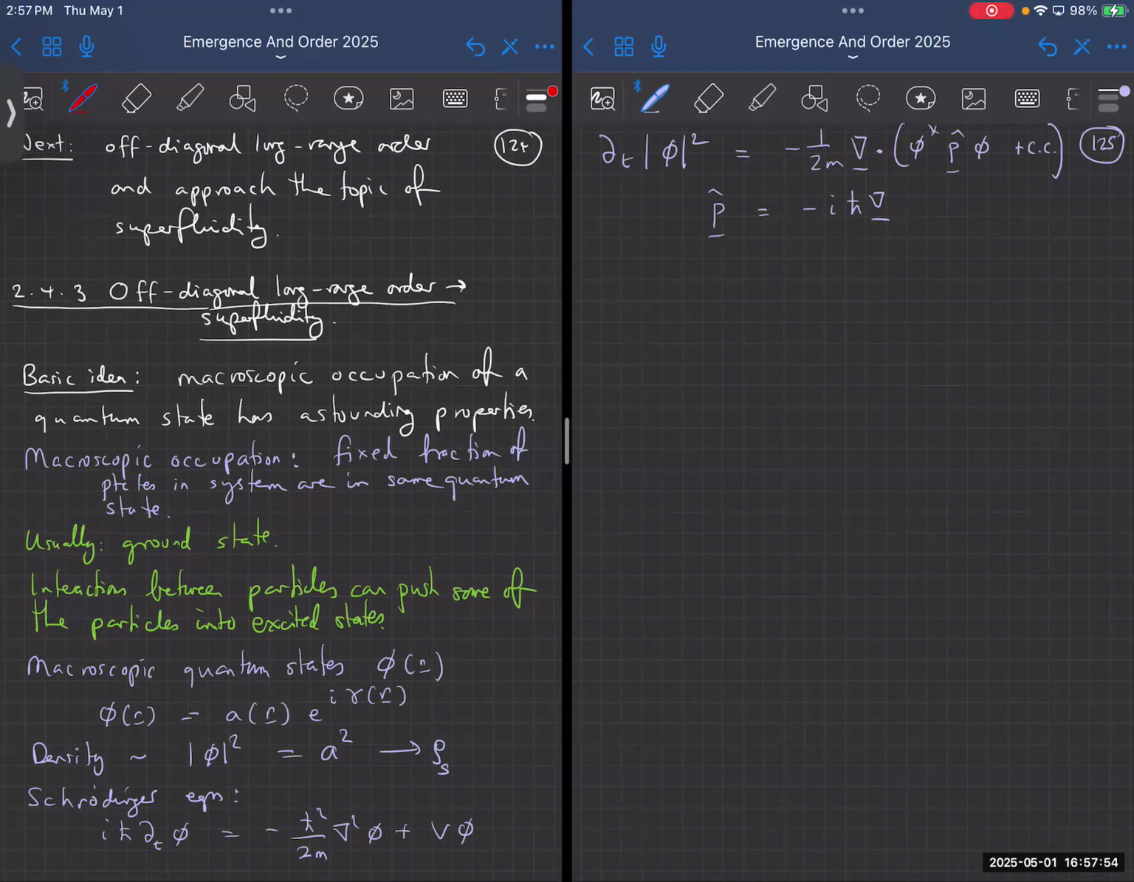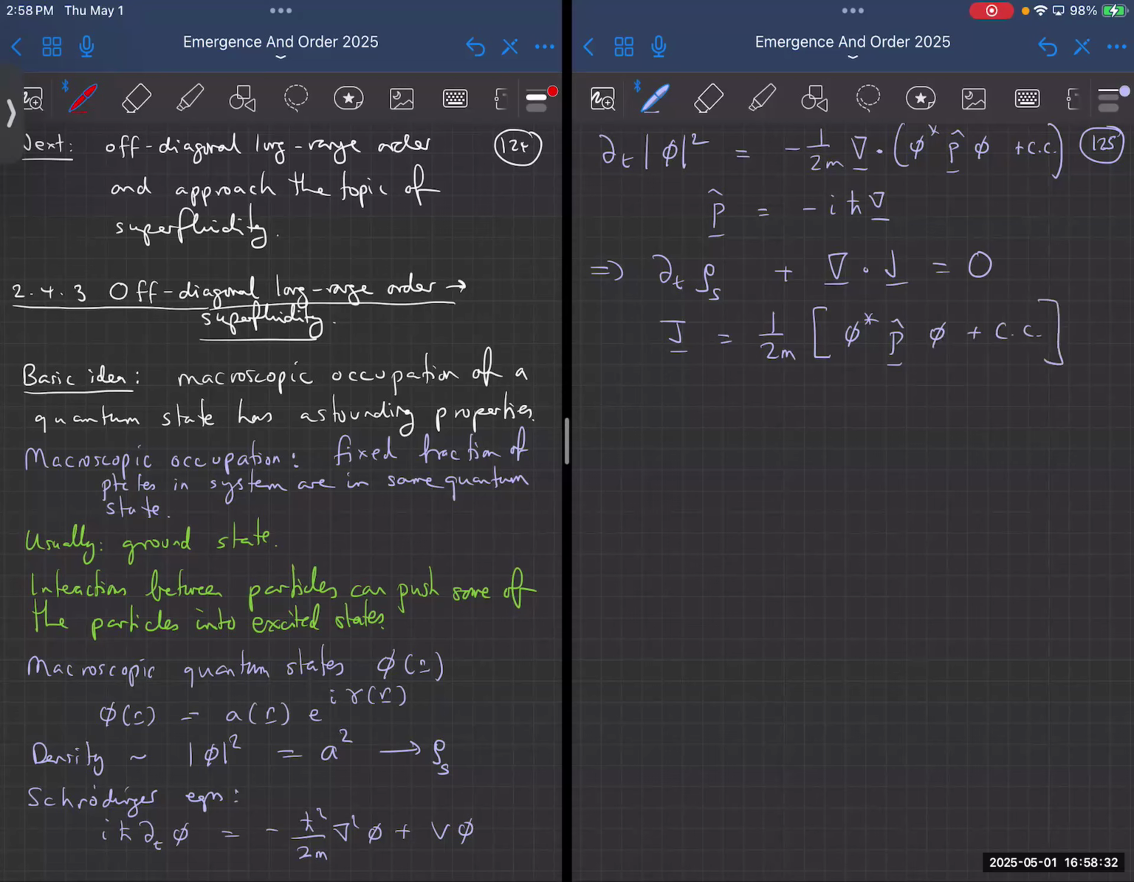So what this means is that I have an equation of continuity. I can write the Schrödinger equation for phi squared as follows: d by dt of rho s plus div j is equal to 0. This is an equation for the conservation of probability, and the current that goes along with the density is just 1 over 2m, phi star p phi, plus the complex conjugate.